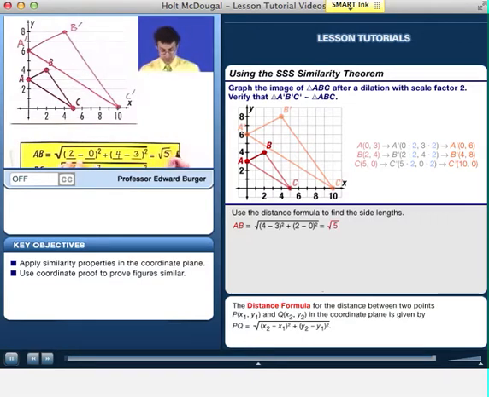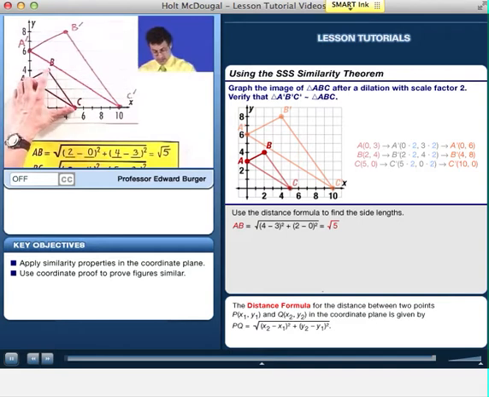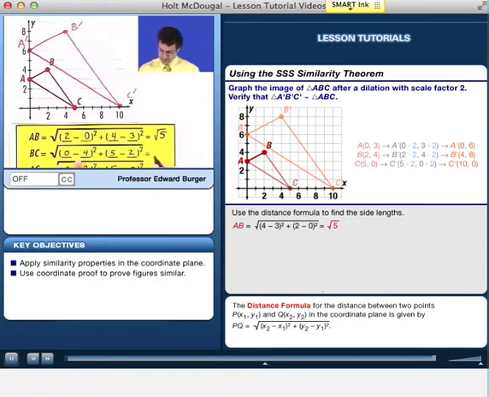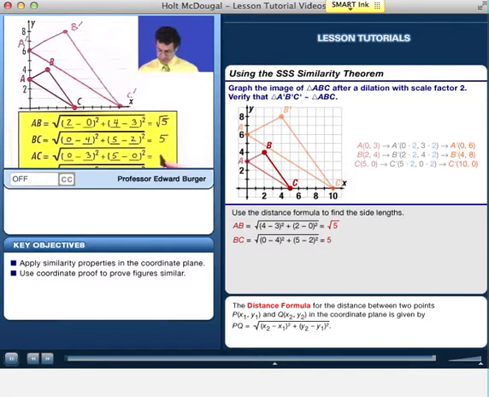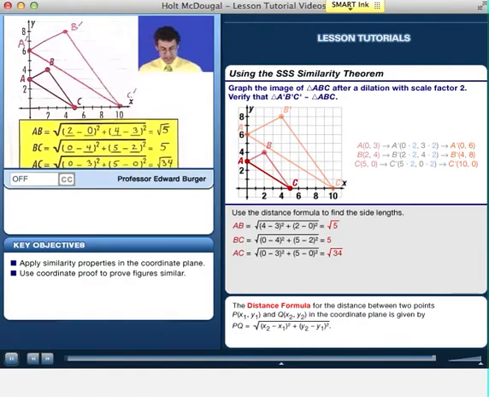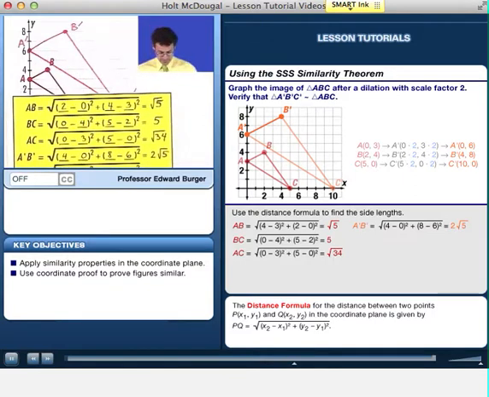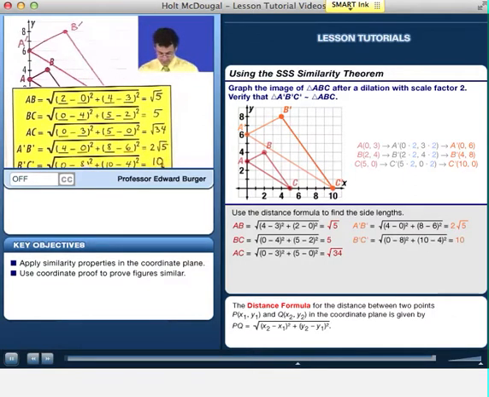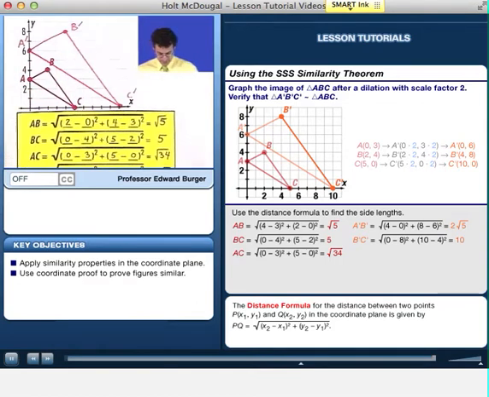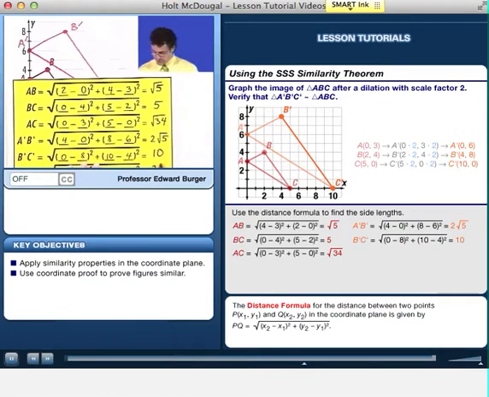Now you have to do that for each of the lengths. So BC, I filled that in already. And if you work this out, we see square root of 25, which is 5. And then AC, we do the same thing with that length. And when we do that, we see the square root of 34. Now let's turn to the orange triangle. How about A prime B prime? Well, when you put in its coordinates, we end up with 2 square root of 5. When we look at B prime C prime, we end up with 10. And A prime C prime, we end up with 2 square root of 34.